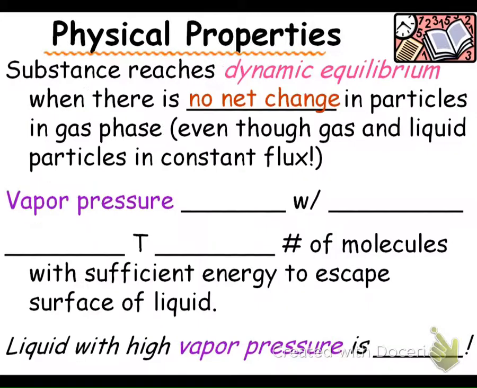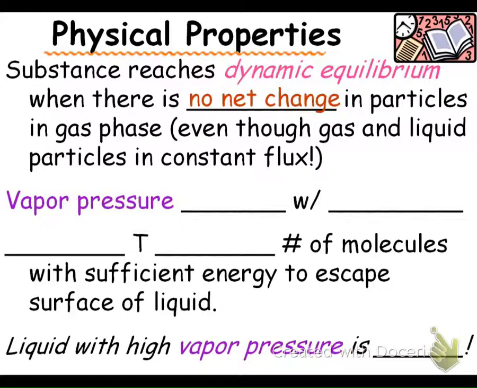So how we measure vapor pressure, and when we talk about vapor pressure, we're going to be talking about intermolecular forces, and we're going to be talking about how much pressure those molecules have when they're in the gas phase. And we're going to use a manometer example to help us figure that out. So substances reach, again, dynamic equilibrium when there's no net change in particles in the gas phase. Again, even though the gas and the liquid particles are in constant flux, there's no net change. So equilibrium and no net change are two words that definitely go together.